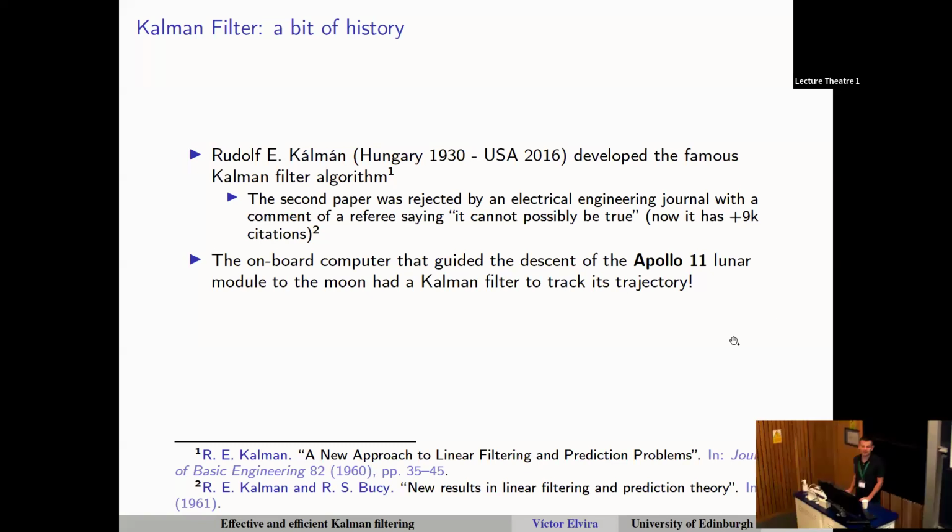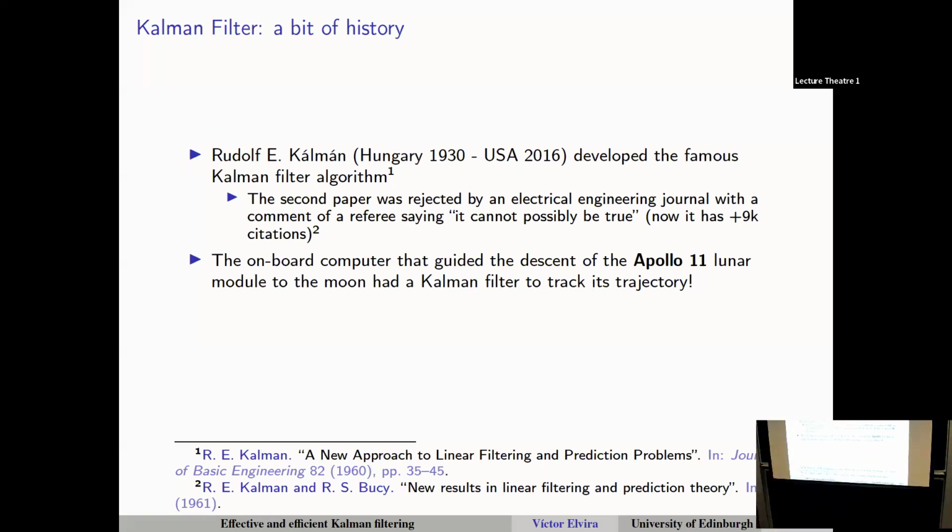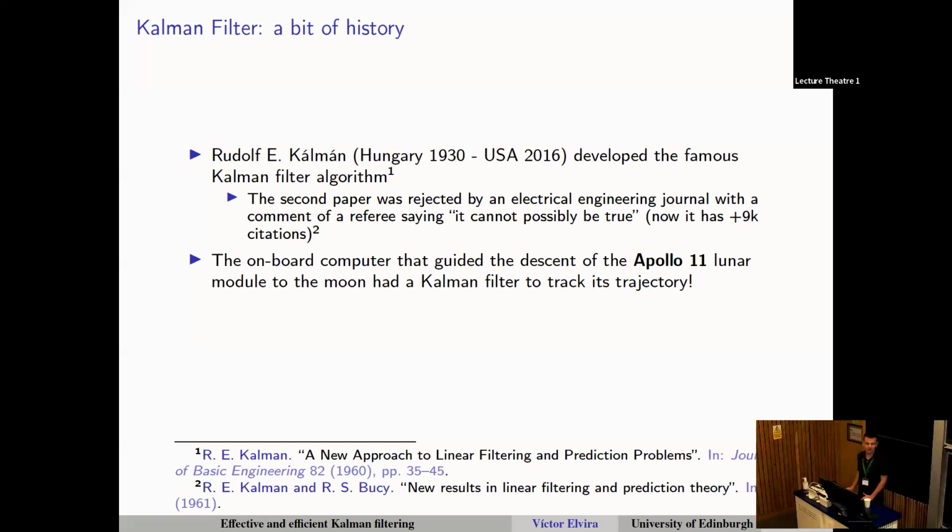Also, the Kalman filter is a very, very famous algorithm, and it has been implemented so many times in so many domains, and still works today in robots and machinery, in all possible fields you can imagine. And it was also in the lunar module of Apollo 11, the first craft landing on the moon. So I think that's quite cool.